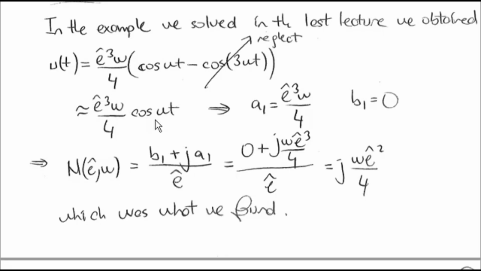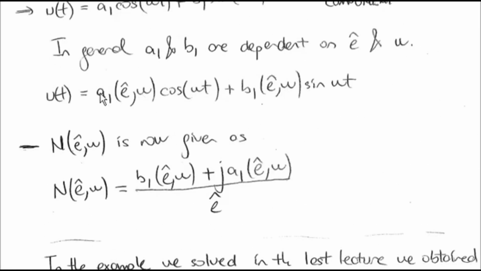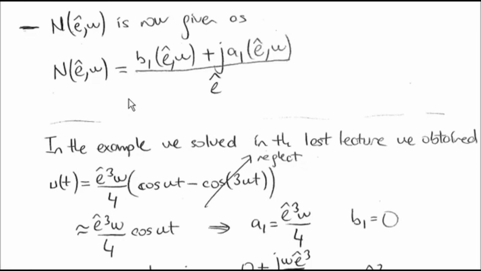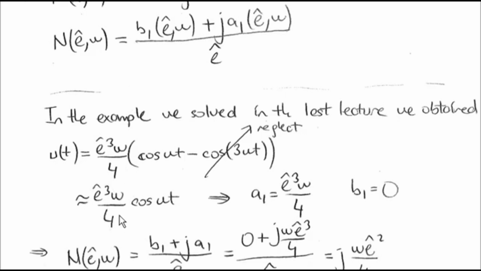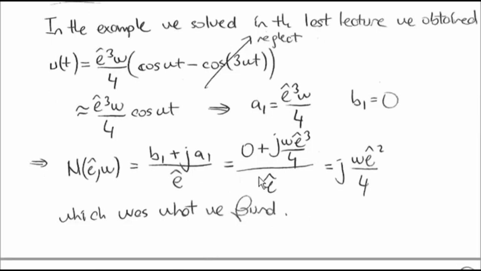So this means that in this formula, the coefficient of cosine is E hat cube omega over 4, and the coefficient of the sine omega t is just equal to 0. So B1 is equal to 0 and A1 is equal to E hat cube omega over 4. Then if I calculate the describing function using the formula B1 plus JA1 divided by E hat, I would obtain this result, which was the result that we have found in the first example that we have solved in describing function analysis.